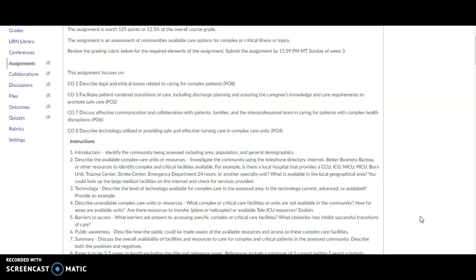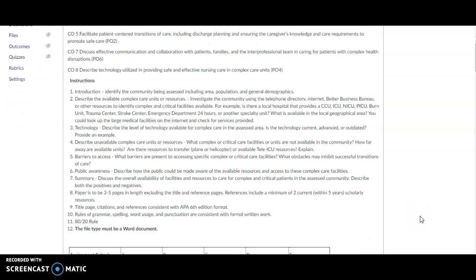Then you're going to look at what in that community has complex care units. If you're doing a large city like Salt Lake City, they pretty much have everything in that area.